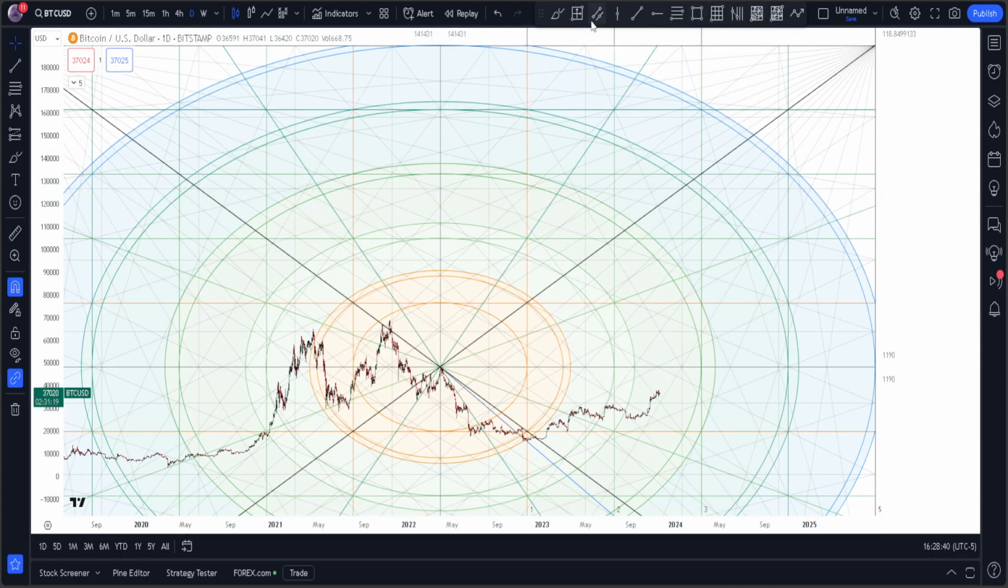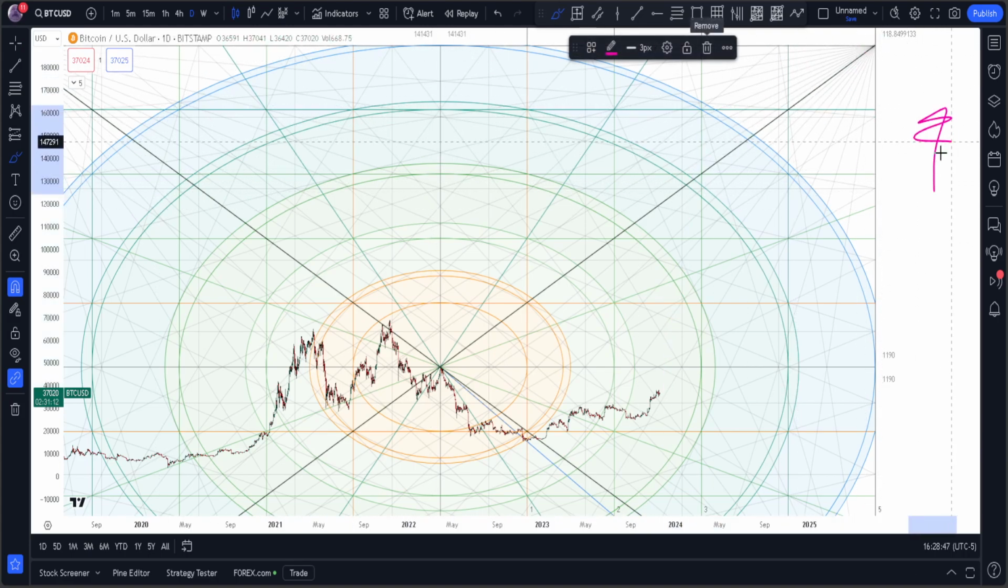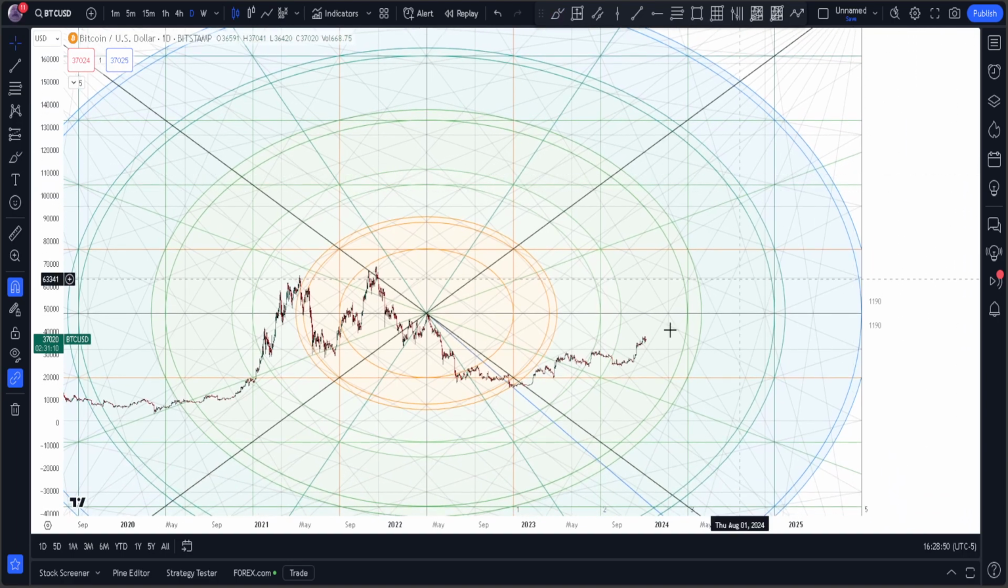Is it the future of money? Because if it is, these levels are going to be coming back into play, which means hundreds of thousands for a Bitcoin. But we'll see. Time will tell.